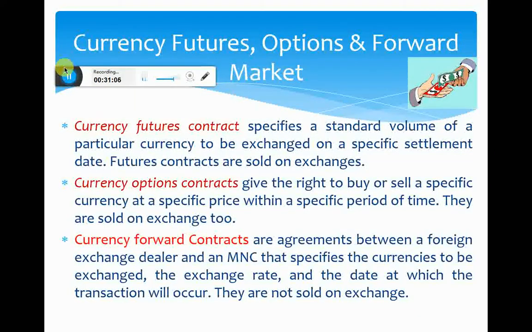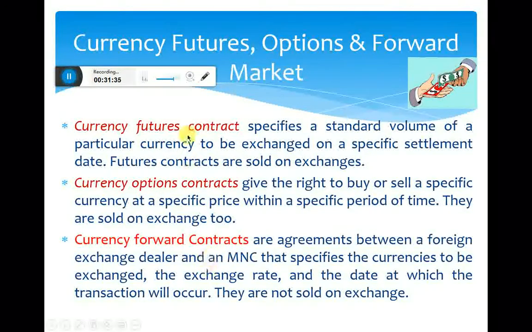It's an agreement between a foreign exchange dealer and an MNC that specifies the currencies to be exchanged, the exchange rate, and the date at which the transaction will occur. First, basically, a forward contract is a hybrid contract. It has the characteristics of both futures and options, but it's different from both of them.